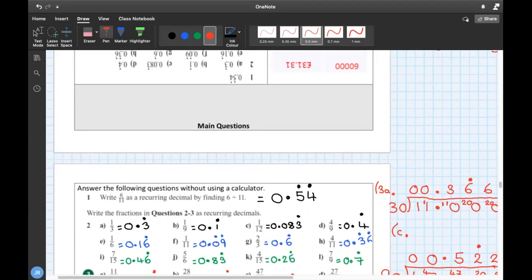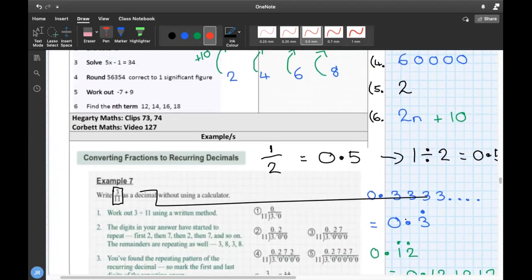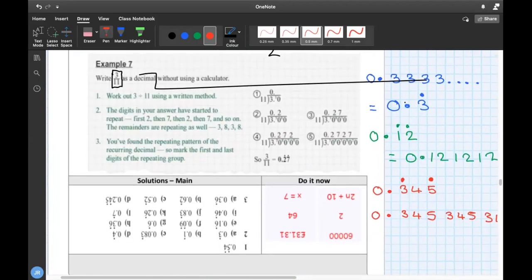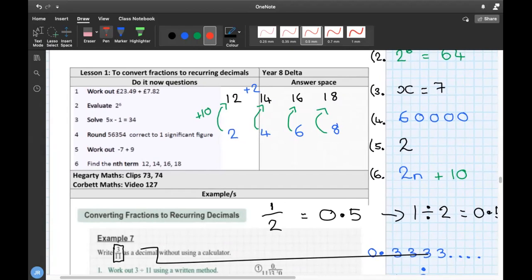If any of you want to extend yourselves a little bit further and try some of the more challenging examples, particularly some of the examples we saw here in red, then have a go at the Hegarty task here. 74. 73 will be very similar to the ones that we were just doing. 74 will be a bit more challenging. And then the Corbett Maths textbook exercise will be a really good way to push yourself even further.